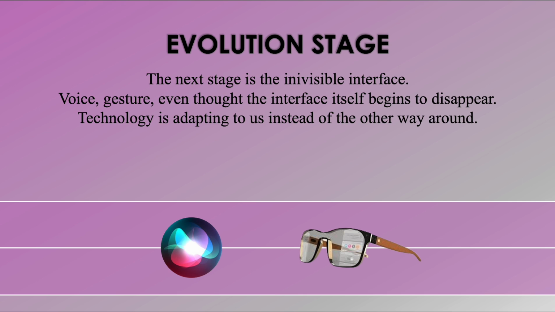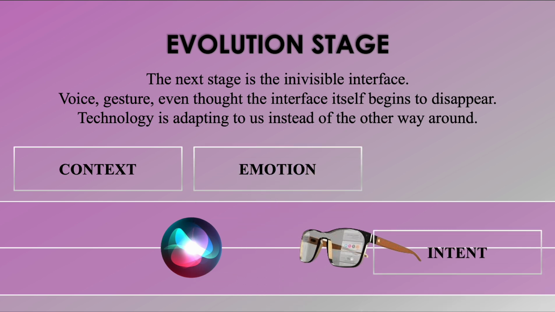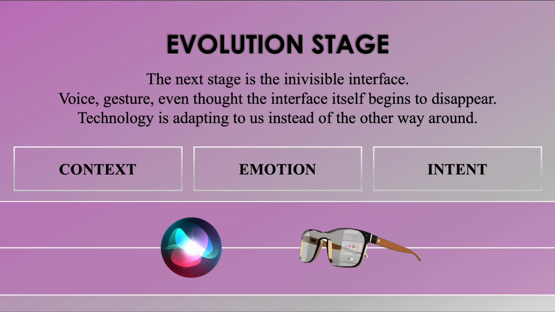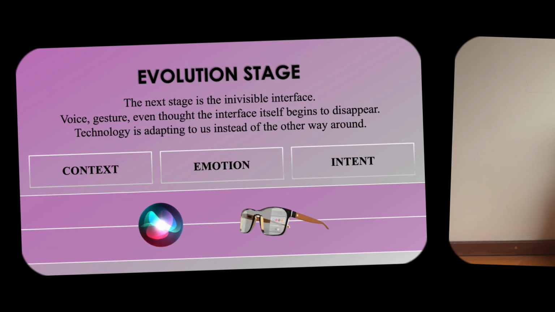We are now entering a new era, the age of the invisible interface. Voice, gesture, even thought itself are emerging as the new means of interaction. No longer does the user adapt to the machine; the machine adapts to the human, until the interface itself virtually disappears. From AI assistants to augmented and virtual reality, it understands context, emotion, and intent. Soon, the best interface might be no interface at all, just a seamless connection between humans and machines.